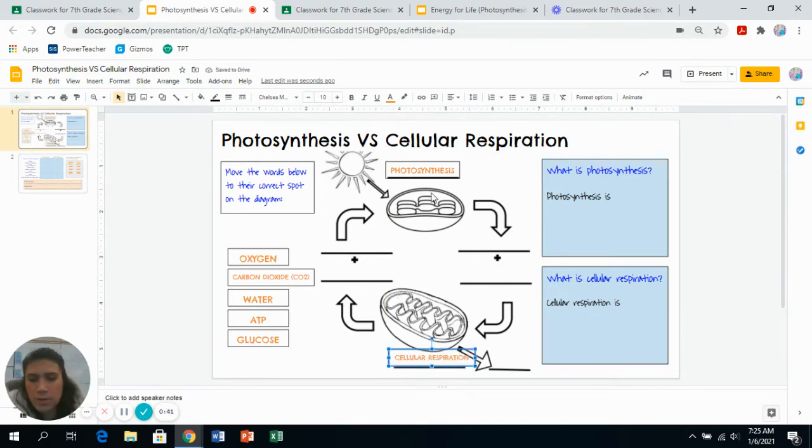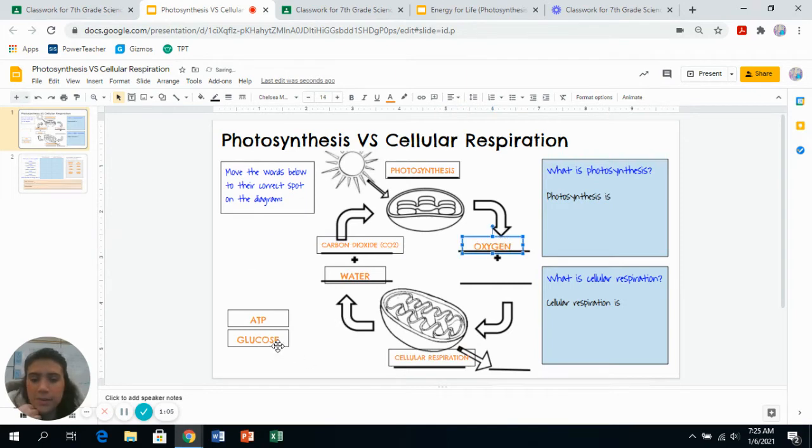Now, we know that photosynthesis needs sunlight, water, and carbon dioxide. So we already have the sunlight there. We're going to put our carbon dioxide here because it goes into that chloroplast. So carbon dioxide goes in, and also water goes into that plant as well. And then we need light. So then photosynthesis happens, and then it produces oxygen.